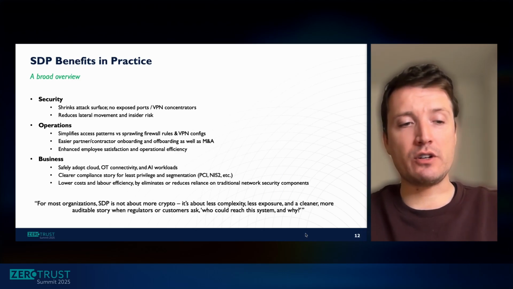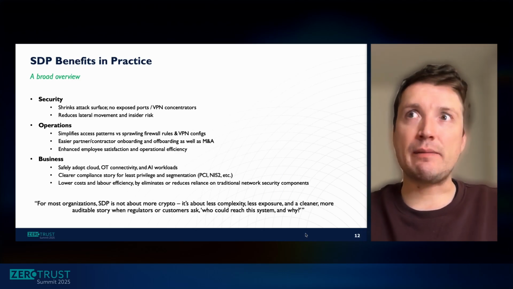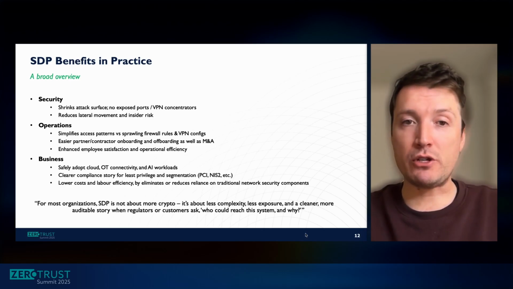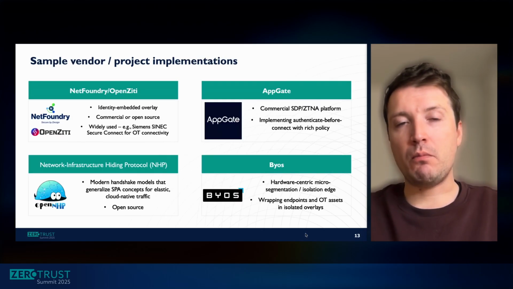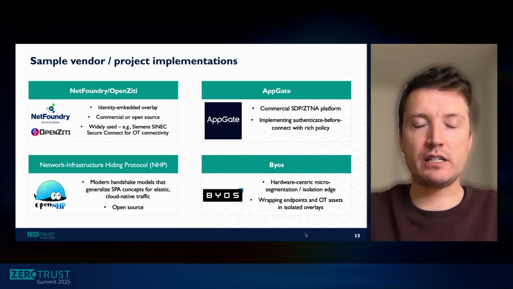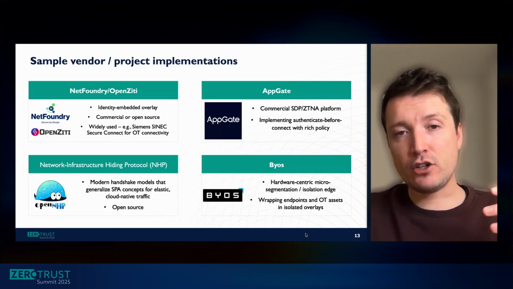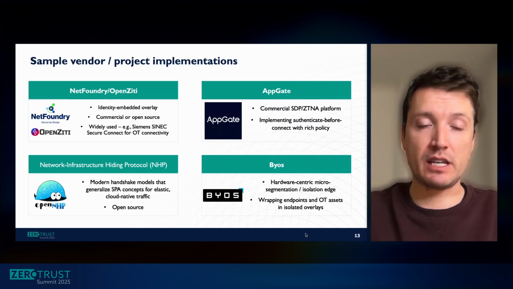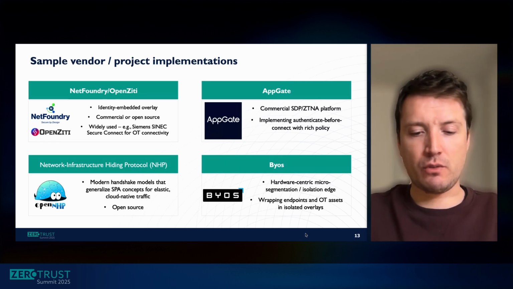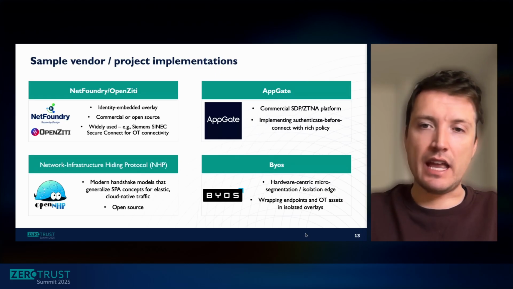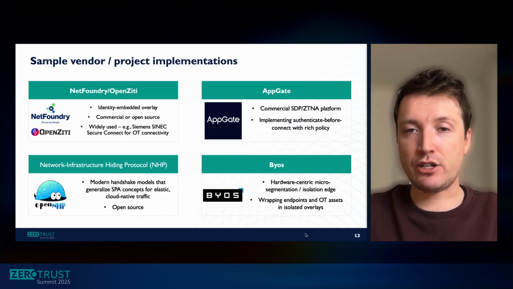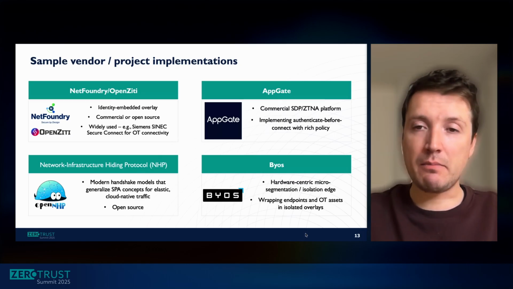We also included a section on looking at some actual implementations of these technologies, both a mixture of open source and commercial. One of them is NetFoundry and OpenZT, so that's a combination of commercial and open source, which actually is being widely adopted, including by Siemens in their industrial connectivity suite. Then you have a solution like AppGate. They were deeply involved in some of the earlier iterations of CSA SDP papers.